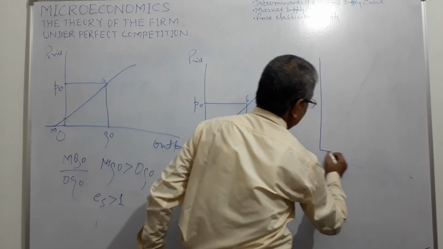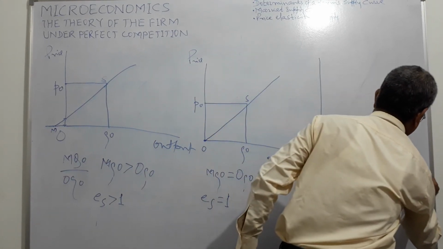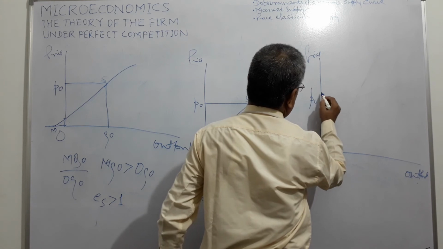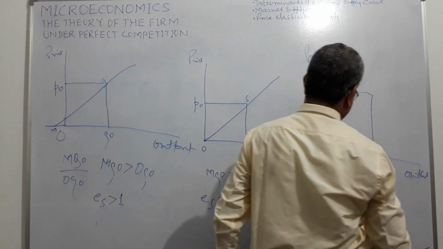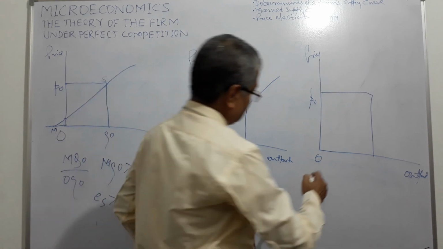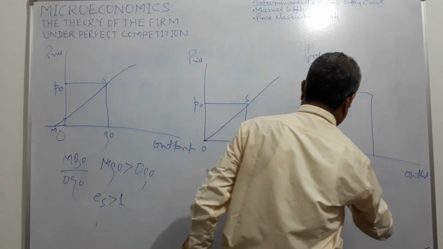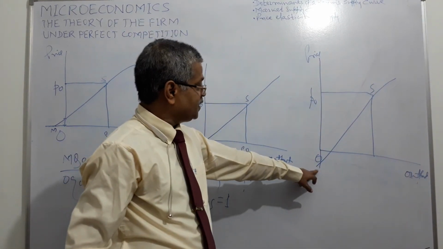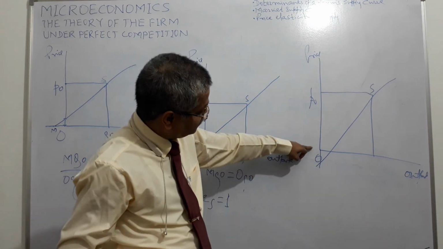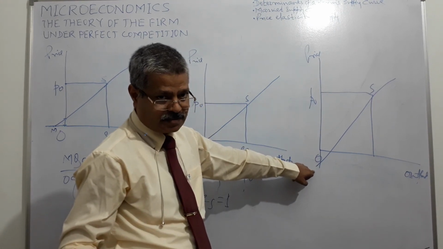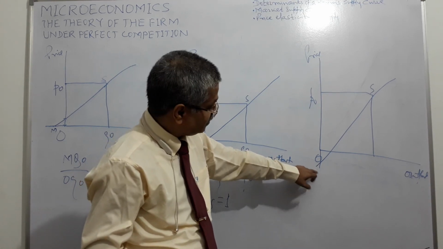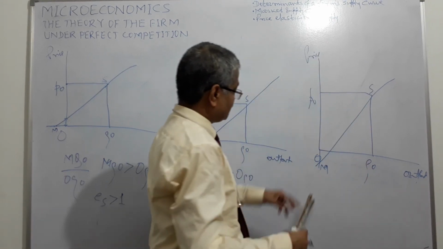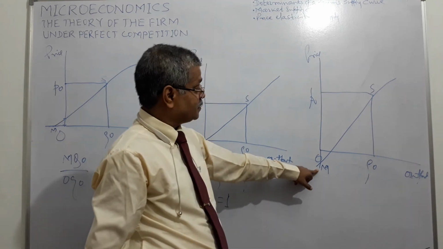The third condition will be like this. O output, price, here is P0, and what happens here? Where does it cut? It cuts this line here. This is the supply line. It is cutting it here. So what is happening? This is the negative area of the price, right? This area M, this M is the negative area of the price, right?